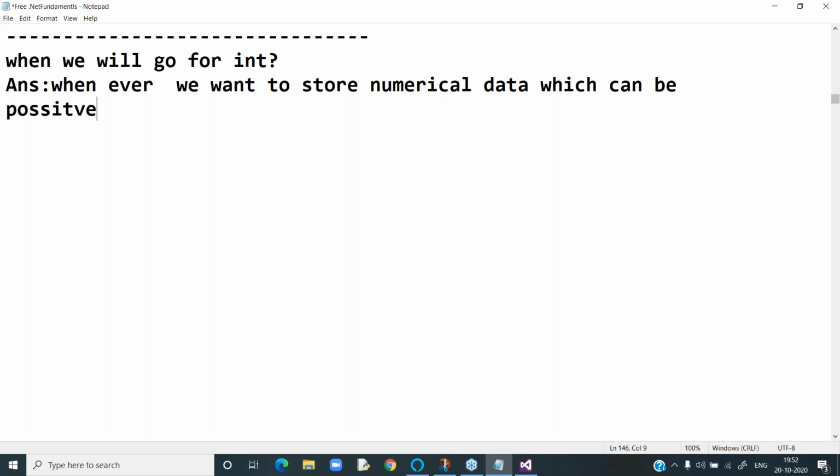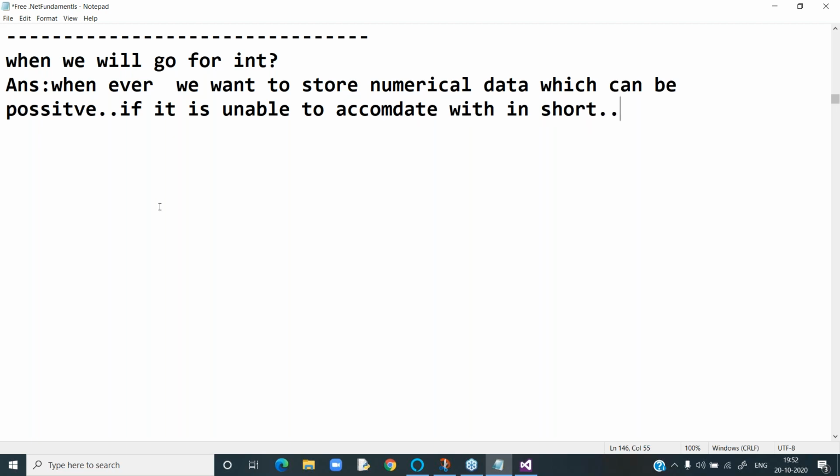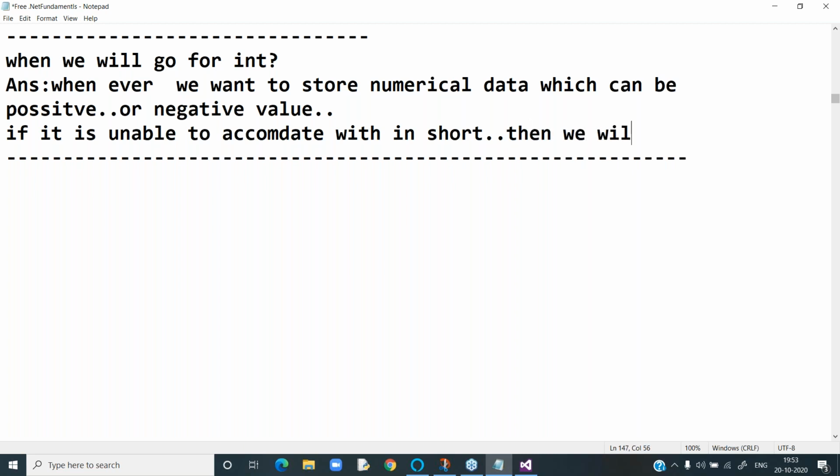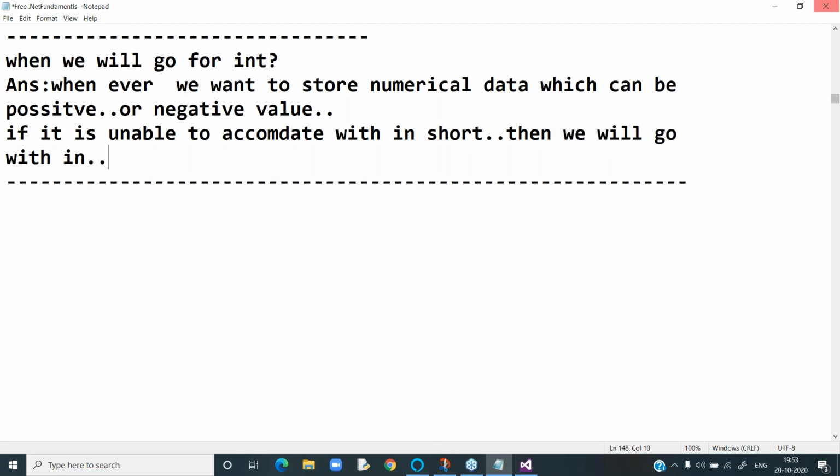Whenever we want to store numerical data, which can be positive or negative, if it is unable to accommodate within short, then we will go with int.